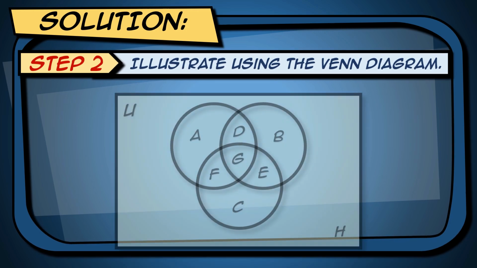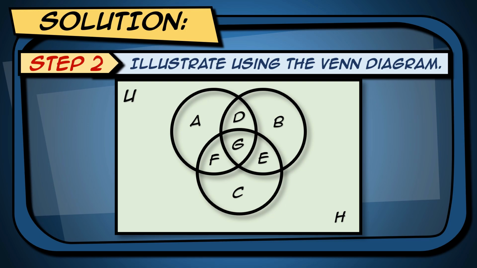And for the illustration, we have this figure of Venn diagram. So here we have 3 sets, therefore we have 3 circles representing the 3 available vaccines.